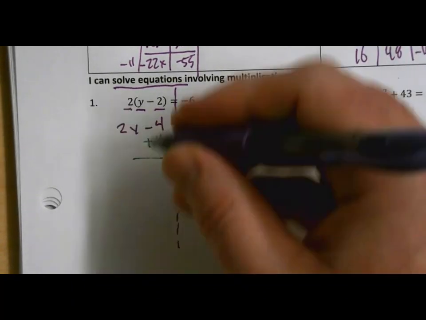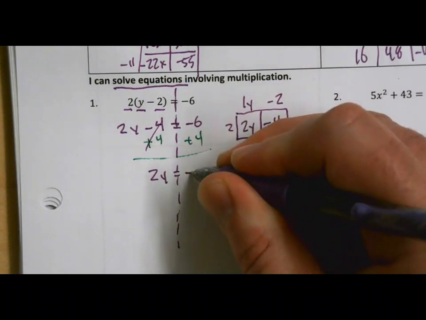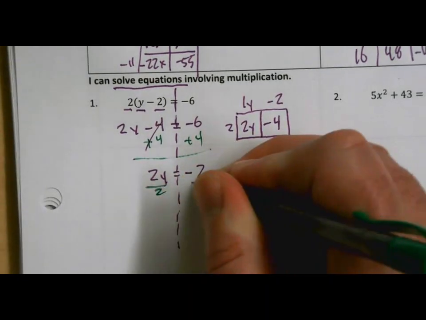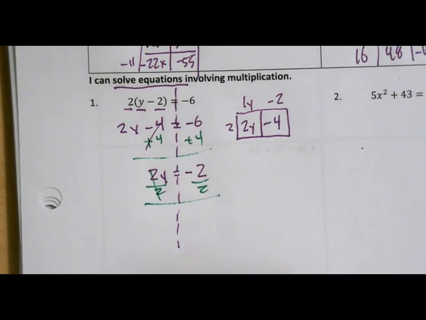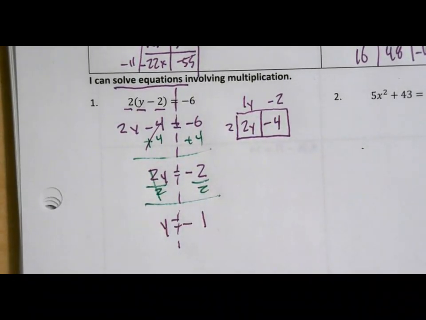That gets us, what do we have left? The 2y is still there, equals negative 6 plus 4 is negative 2. One final step, help me get rid of that 2. Divide by 2 on both sides. Y is left over, equals, and negative 1 is here. And that's my answer. Any questions?